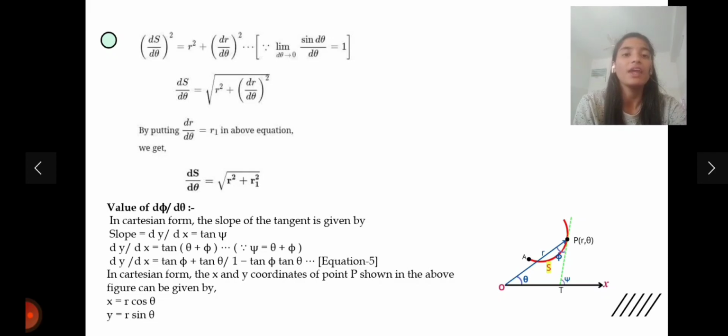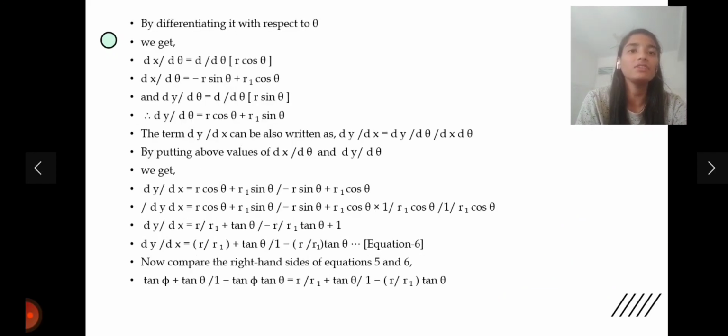In Cartesian form, the x and y coordinates of the point P shown in the above figure can be given by x is equal to r cos theta and y is equal to r sin theta. By differentiating with respect to theta, we get dx by d theta is equal to d by d theta of r cos theta, which is minus r sin theta plus r1 cos theta, and dy by d theta is equal to d by d theta of r sin theta. Therefore, dy by d theta is equal to r cos theta plus r1 sin theta.